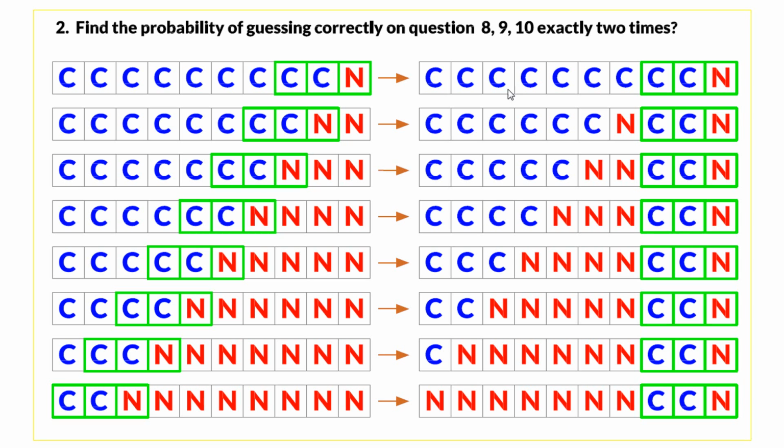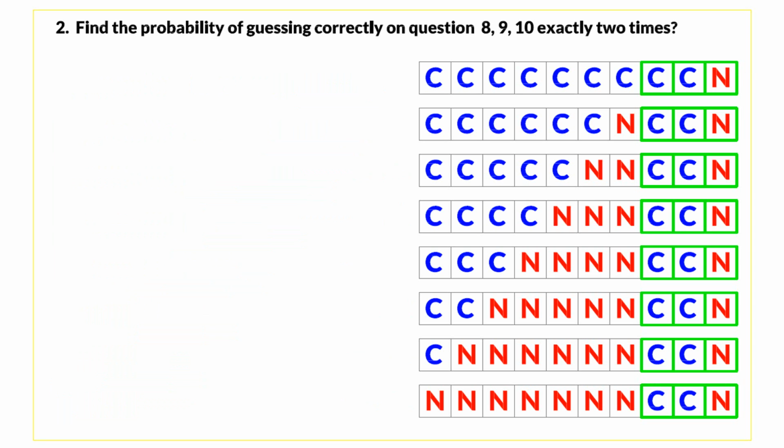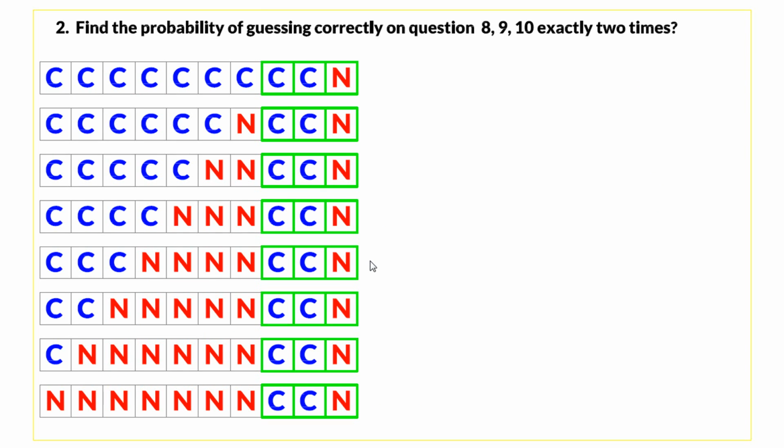And now we have all the cases of sequences in which CCN is exactly at the location of 8, 9 and 10 question in the test. And now let's start shifting all these sequences to the left in order to start our calculations. So to find the number of possible outcomes and do our permutation, we notice that this CCN must always be here and should be permuted separately from the rest of the sequence.